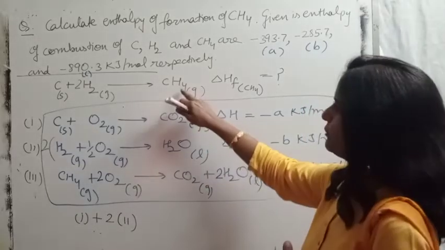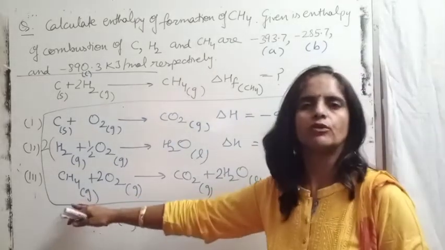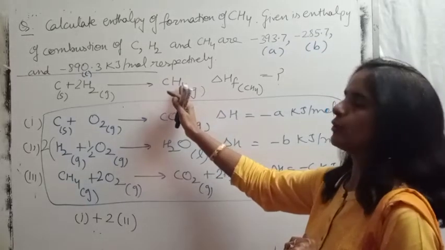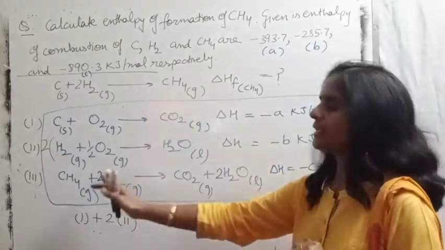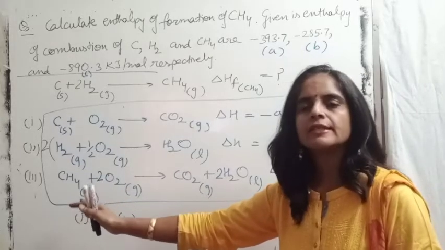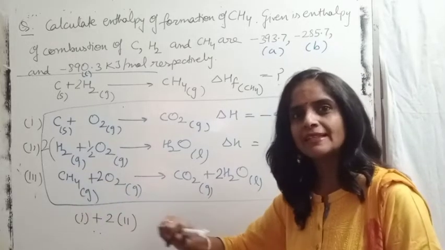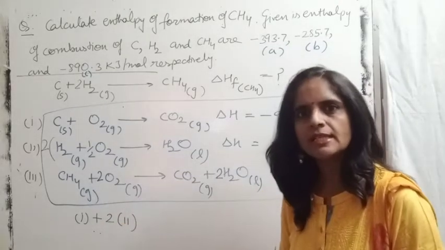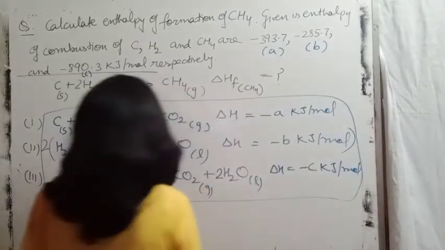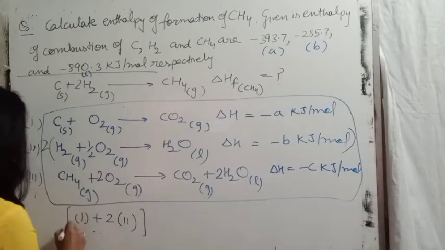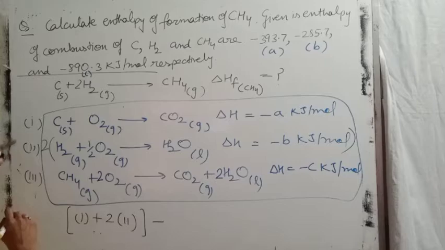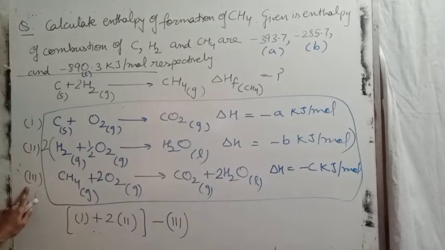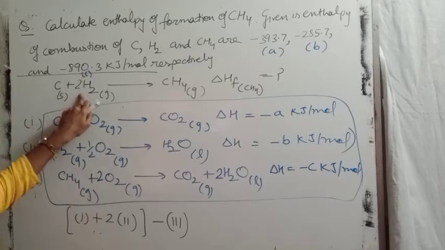In this case I need 1 mole of methane. Here also I am getting 1 mole of methane. So the number of moles is the same, but the side is different. I need methane towards the product side and here methane is towards the reactant side. So simply, I subtract the third equation from the sum of the first and twice the second. If I do this, I will get my desired equation minus the third equation. Simply, you will get the value for your required equation.